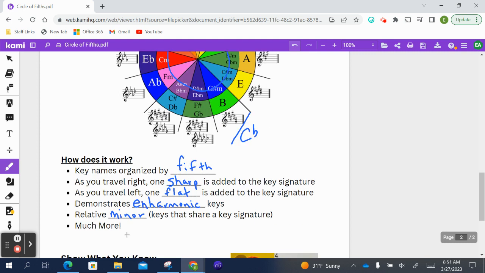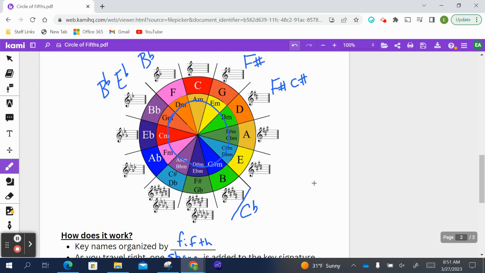There is a lot more having to deal with the circle of fifths, but it goes beyond the scope of what we're doing in this class this year. But if you're interested in learning more, I can point you to some other resources to continue learning music theory, because like I said at the beginning, you would be surprised at how much you can benefit from this tool as a musician, whether you're composing, improvising, or even just working on scales or your solo music.